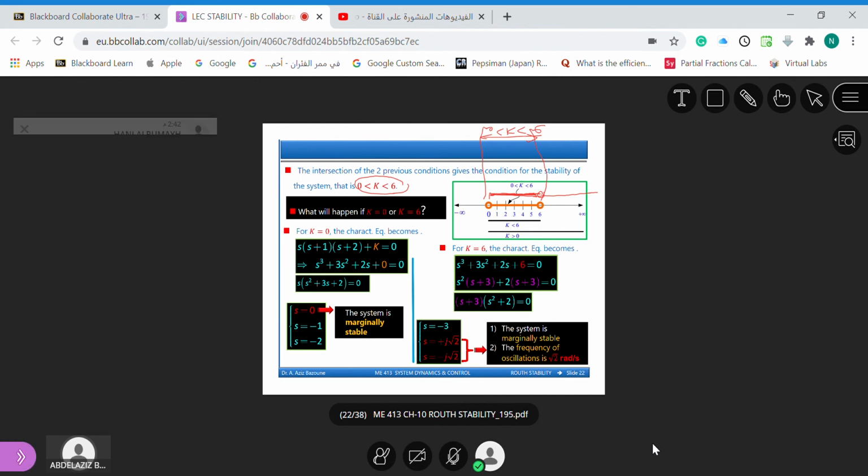But what will happen, Shabab, when K is equal to 0 or K is equal to 6? When K is equal to 0 or when K is equal to 6, this is what we have. We substitute in the characteristic equation K equal to 0, and we end up solving this equation: S cubed plus 3S squared plus 2S plus 0 is equal to 0. Or you can take S common here.